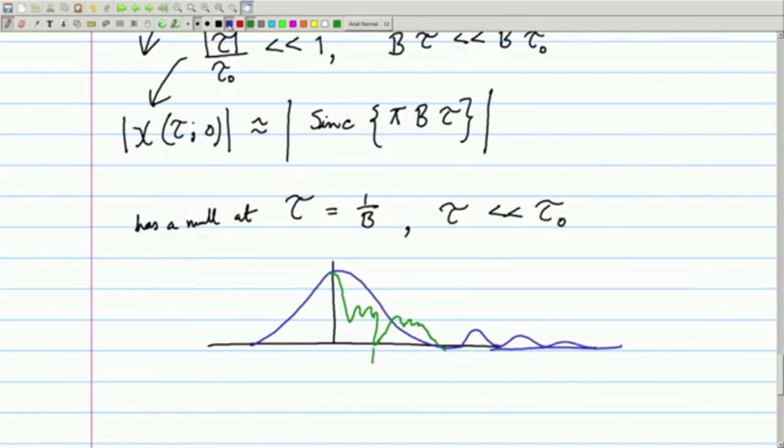Actually, this point was obviously at tau naught, but here we are getting a null at a point tau is equal to 1 by b, and it is much smaller than this. So, you see that the LFM pulse has an ambiguity function whose width is much less, that is why we can set the resolution very small here.